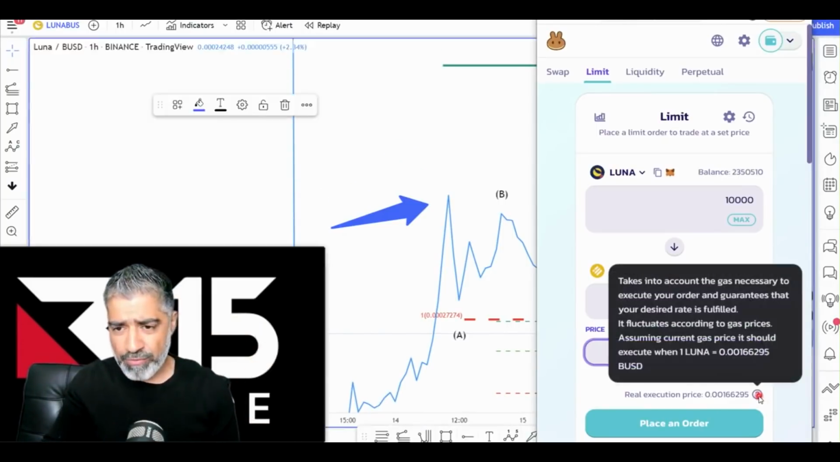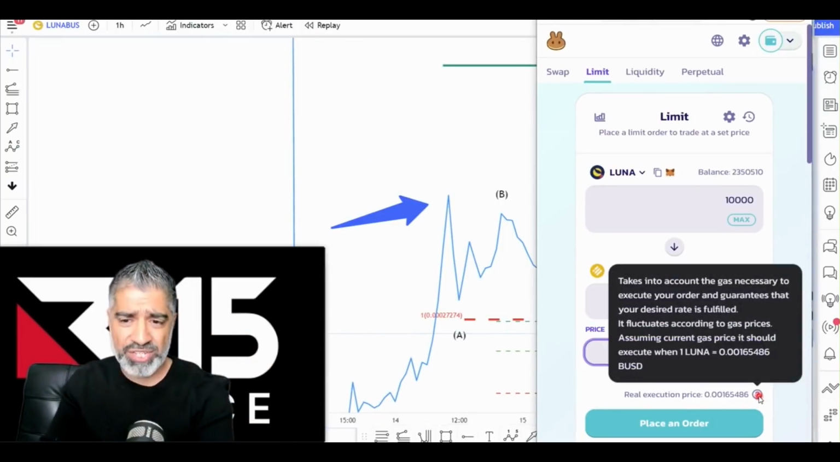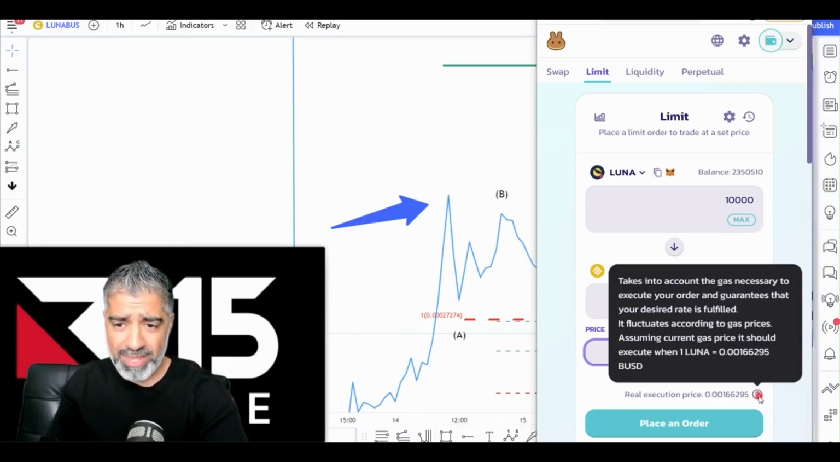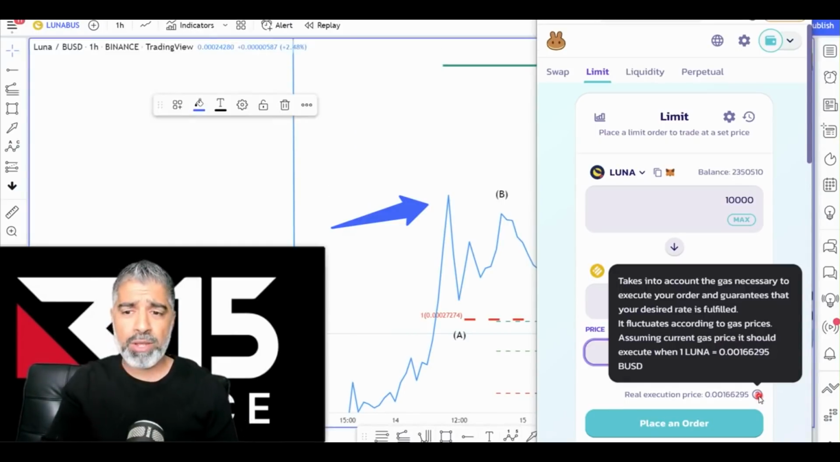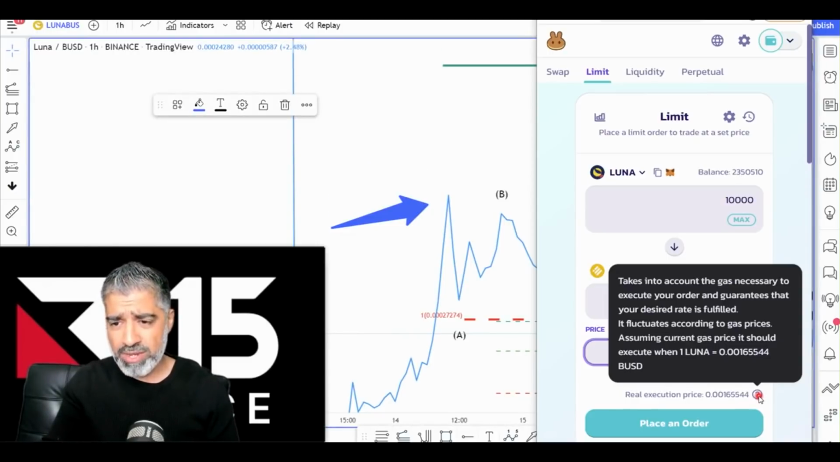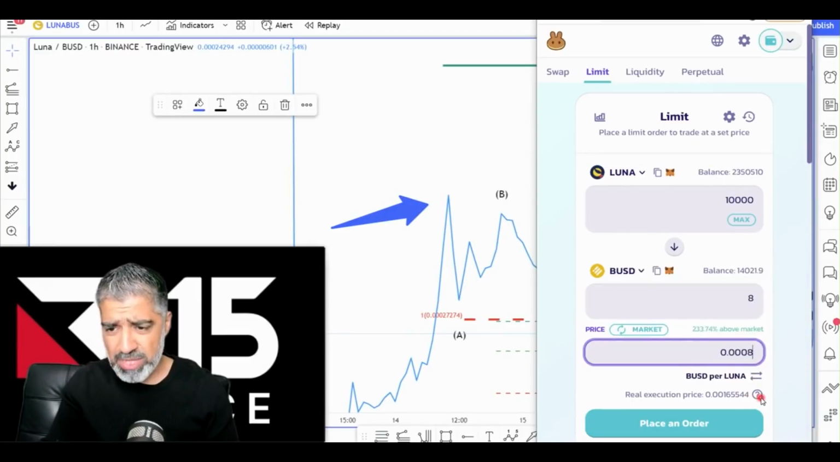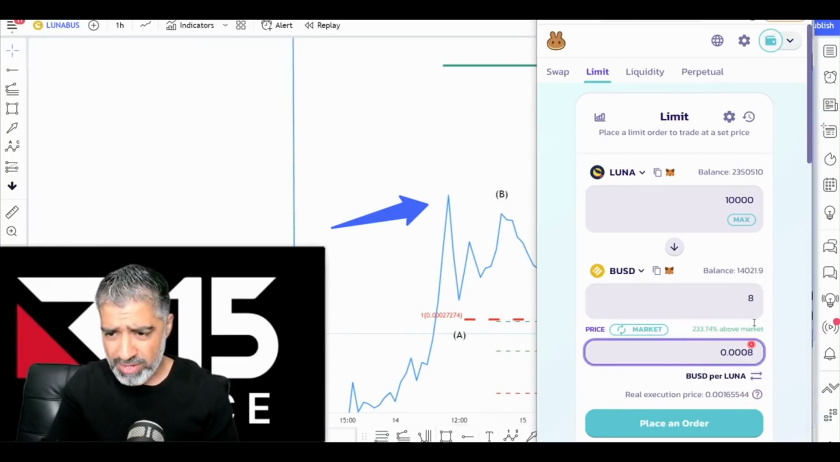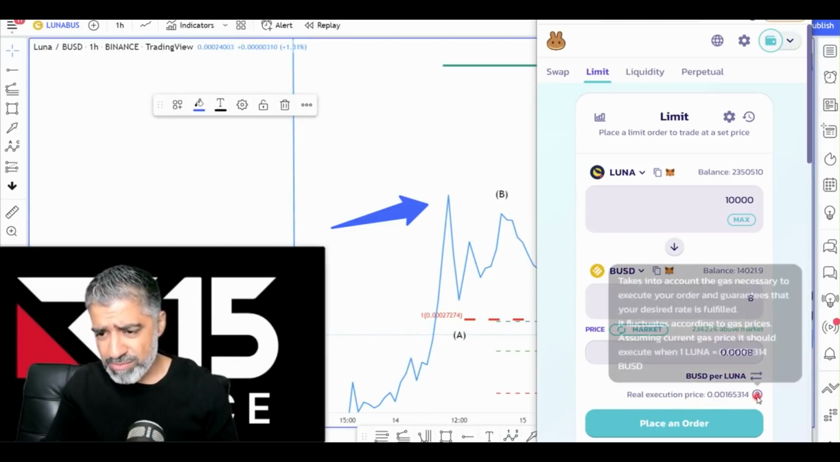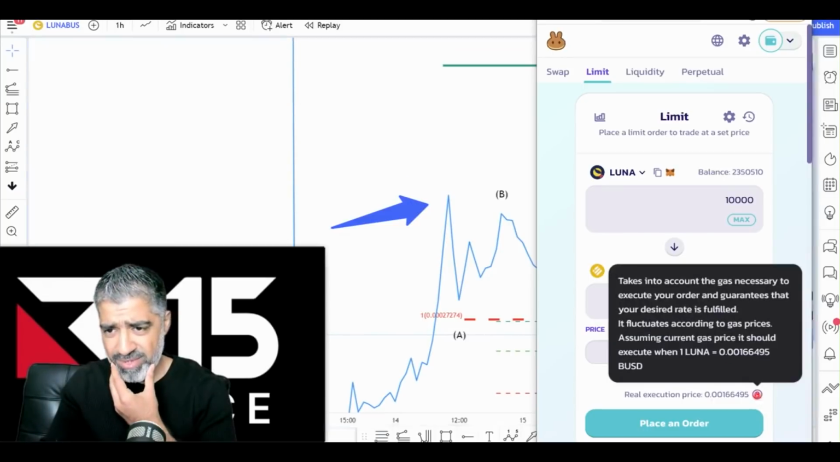Now it does give a caveat over here. Take into account the gas necessary to execute your order and guarantees that your desired rate is fulfilled. It fluctuates according to the gas prices. Assuming current gas price, it should execute when 1 Luna equals 0.0016 BUSD. It's quoting it the other way around. Why is it quoting like that? Oh, it's because it changed. All right, that's fine. So that's the amount that you'll get in BUSD. Real execution price, 0.0016. It kind of gets a bit jargony.